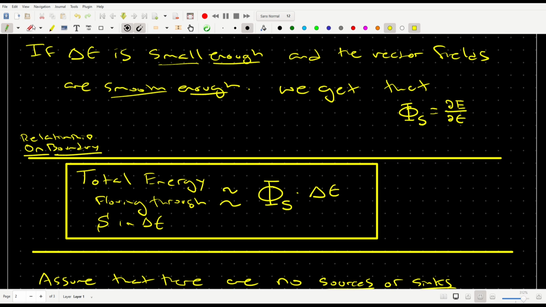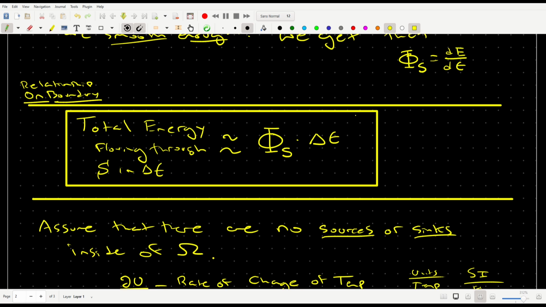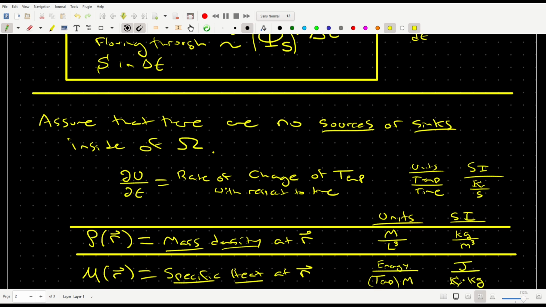Oops, and I realized I just used a partial derivative symbol right here, so this should be total derivative with respect to time. This quantity right here is also giving us an approximation to the total energy flowing through the surface as the boundary of the region omega. Because you're taking the derivative, the rate of change of energy with respect to time, and you're multiplying it by the interval. And these two quantities are, in the limit, going to be equal to one another.